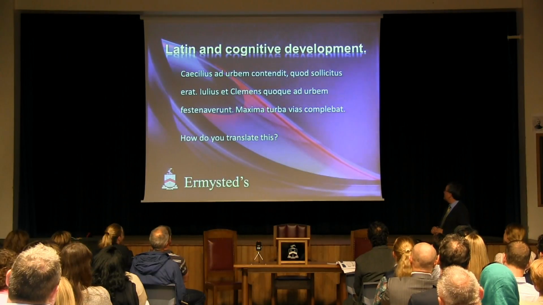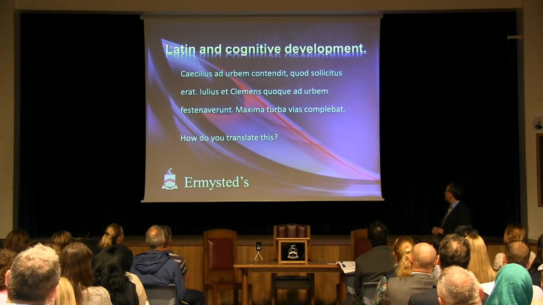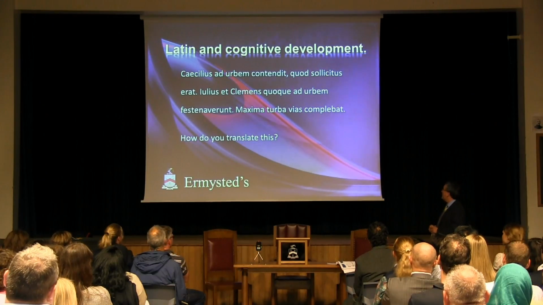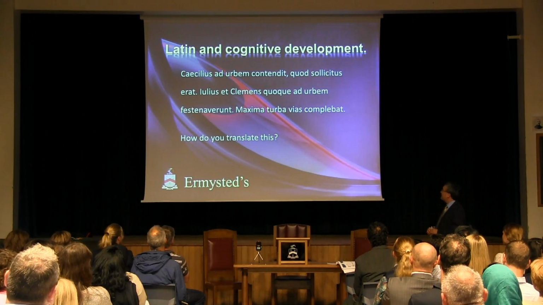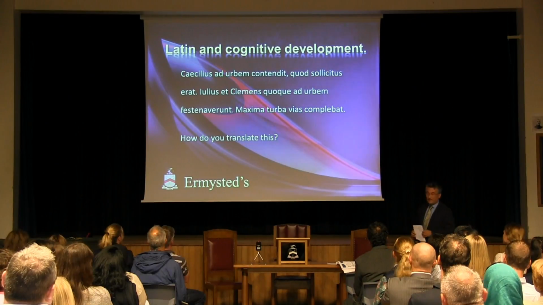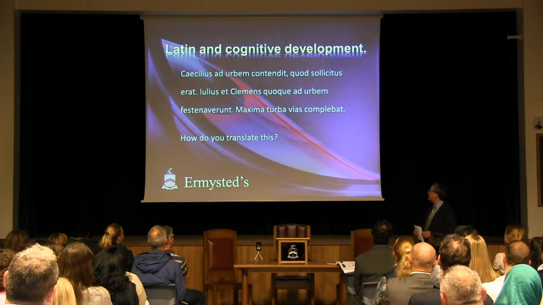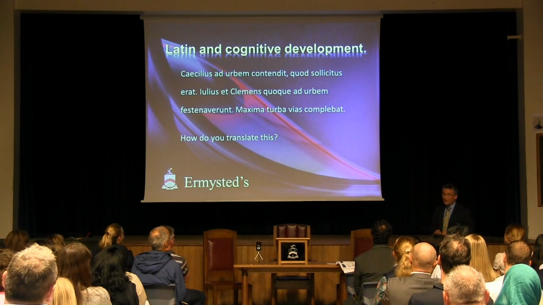Caecilius ad urbem contendit quod sollicitus erat, Iulius Clemens quoque ad urbem festinaverunt, maxima turba vias complebat. And that means, I'm not going to ask somebody to translate that because that would be mean. Caecilius hurried to the city because he was worried. Julius and Clemens also hurried to the city. A really big crowd was filling the streets, which is fairly basic, but how do you actually translate this? What are the processes involved?